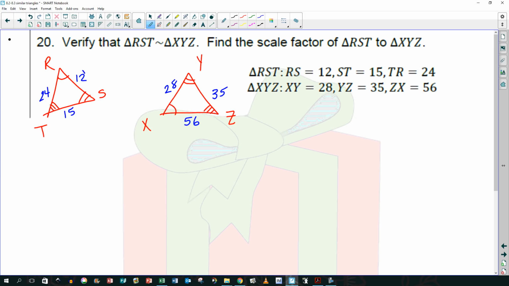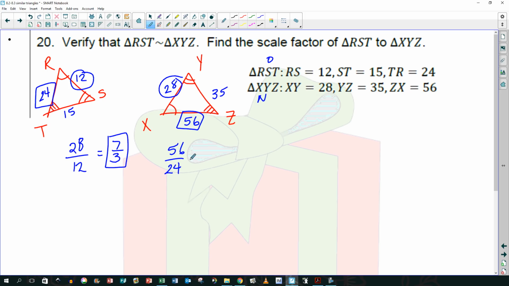So find your smallest, pair it with your smallest. So find the scale factor. So this one is old, this one is new. So I'm going to go 28 over 12. So 28 divided by 12, math, enter. So I get 7 over 3. So now I'm going to do my largest. So this is my largest side, goes with my largest side. So 56 over 24, reduce. And it reduces to 7 over 3 as well.